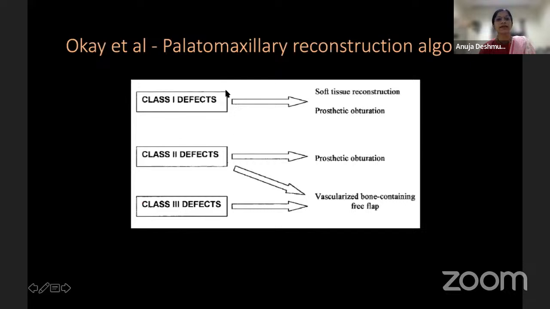As I said, if you have an Okay's class 1 defect, then you can do a soft tissue reconstruction or a prosthetic obturator. In class 2, depending on the defect, you can use a prosthesis or a vascularized bone-containing free flap. And in class 3, usually vascularized bone-containing free flaps are preferred because you can give orbital support to the patient as well.